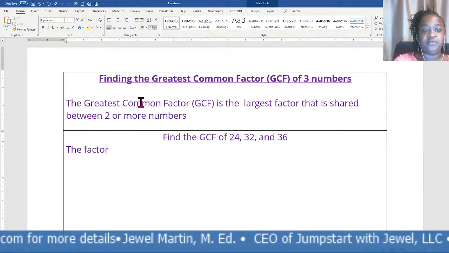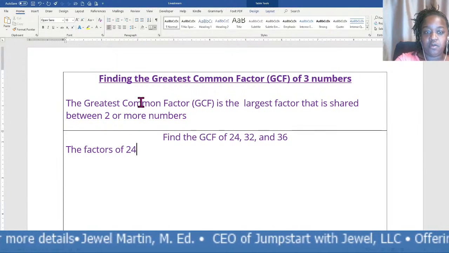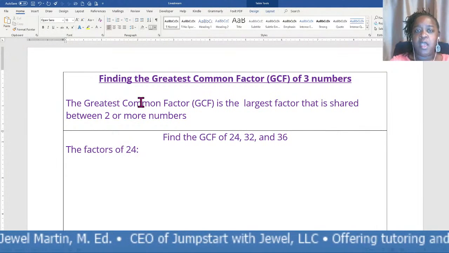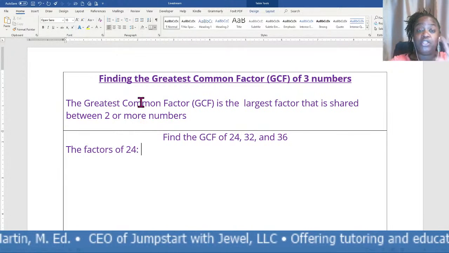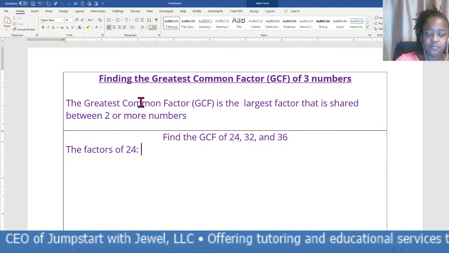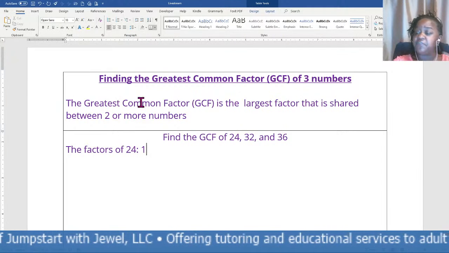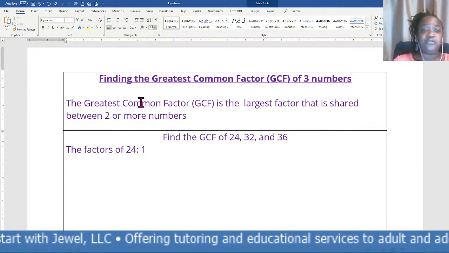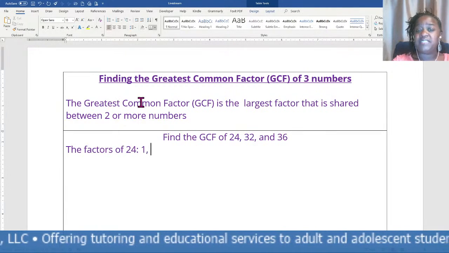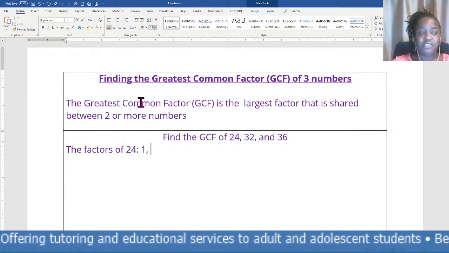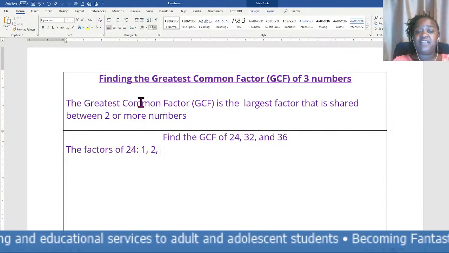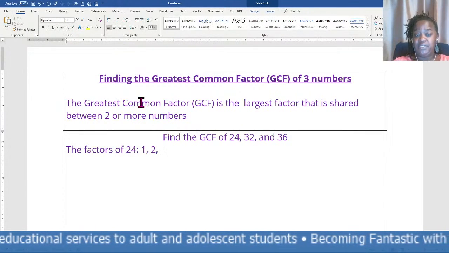So the factors of 24. And if you don't know your multiplication facts by heart yet, you may want to use a multiplication table if you can, to assist you while you're still learning your facts. So the factors of 24, it's always going to be 1. 24 is an even number, so one of the factors of 24 is always going to be 2. A factor of any even number is always going to be 2.